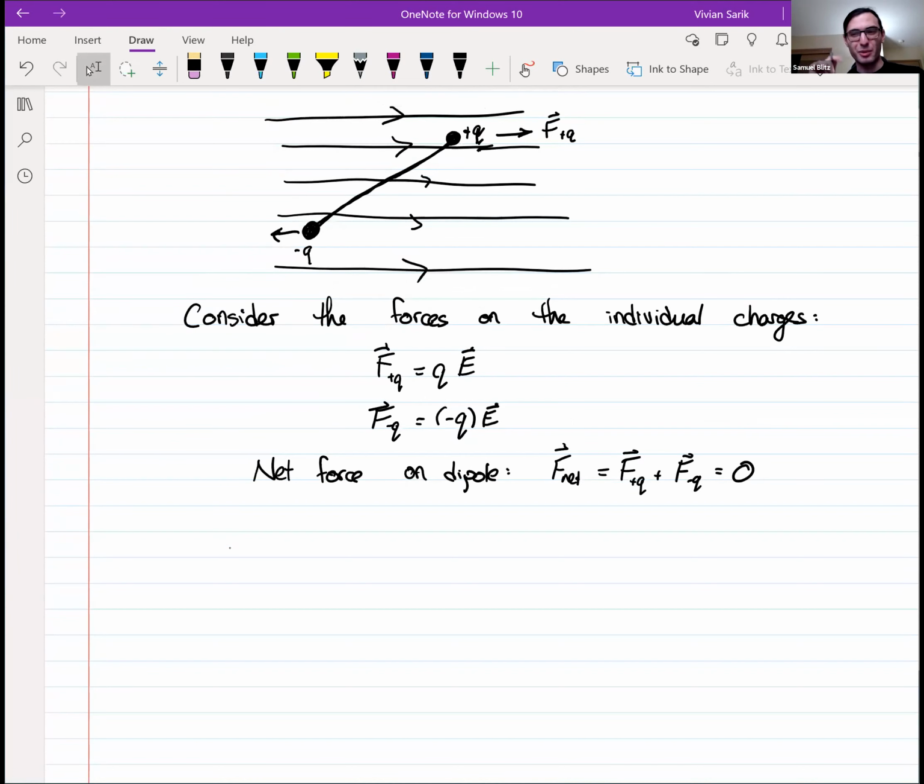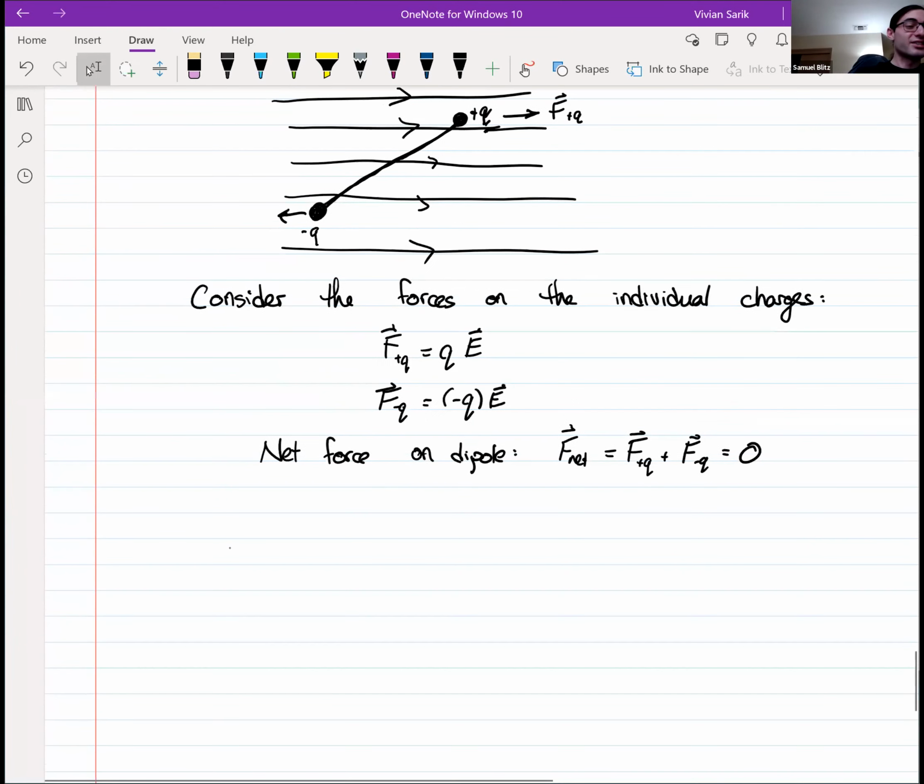It will rotate. It is like a pendulum, actually. It will waltz. Yeah, so there is torque.